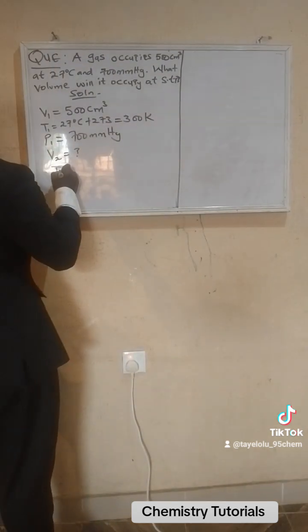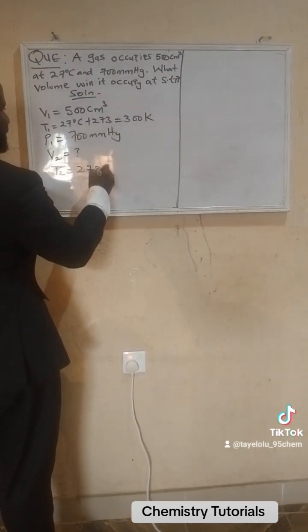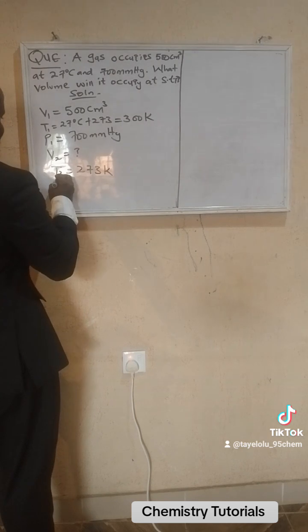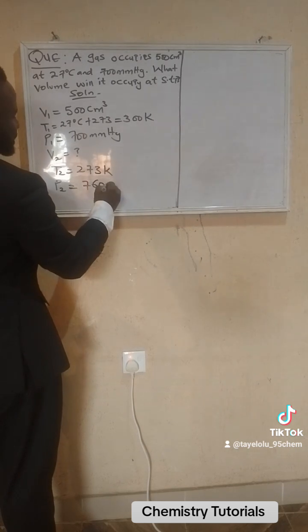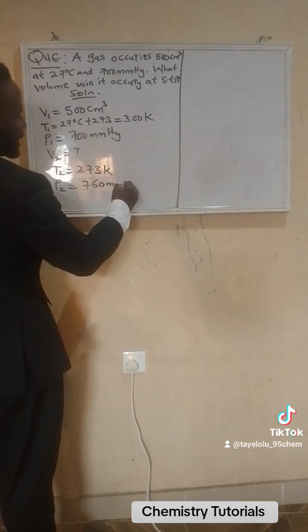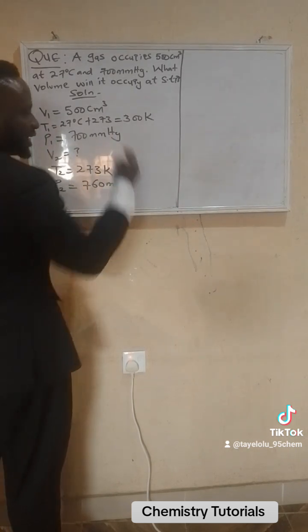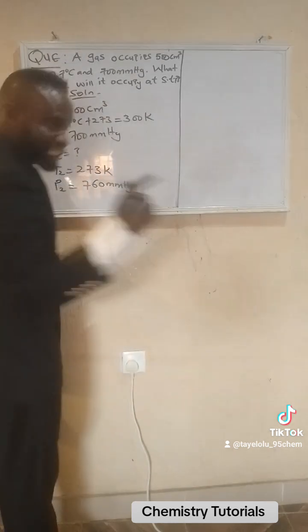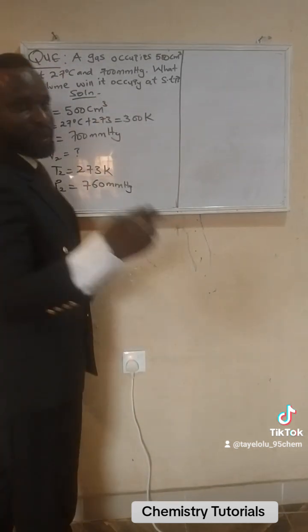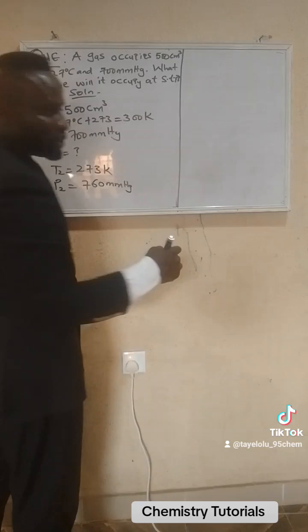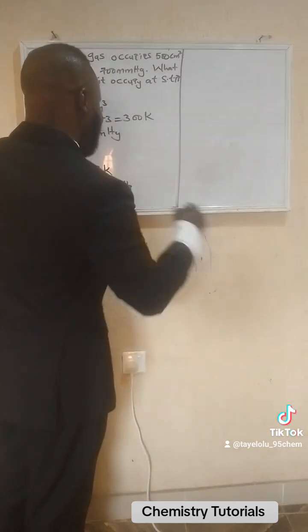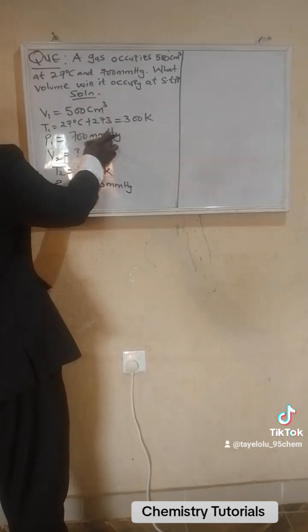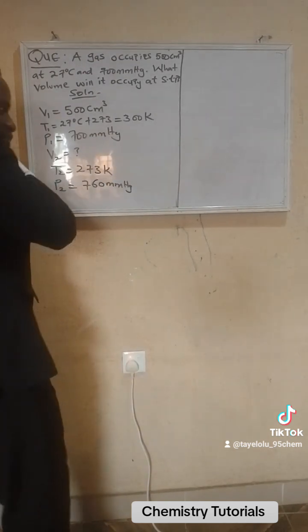So for temperature, it is 273 kelvins, and for pressure, when measured in mmHg at STP, is 760 mmHg. Assuming the unit is ATM, it is 1 ATM, that's atmospheres. And if it's Newton per meter squared, it will have been 1.01 times 10 raised to power 5 N/m². But because it's in mmHg, this is the constant we are going to be using.